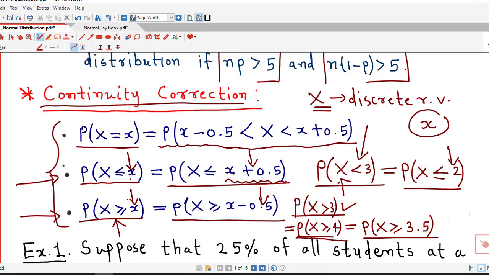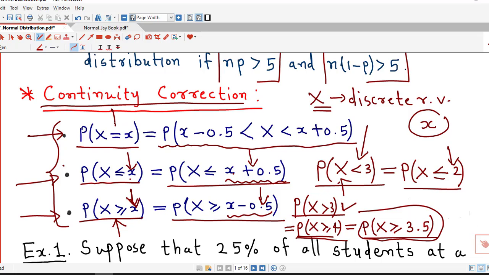Once we have this type of probability, X greater than or equal to small x, we have to subtract 0.5 from small x. So we subtract 0.5 from 4 and we obtain this probability, which is in terms of a normal random variable. So we can remember these three things, so that we can easily apply this concept of continuity correction while approximating the binomial distribution using the normal distribution.